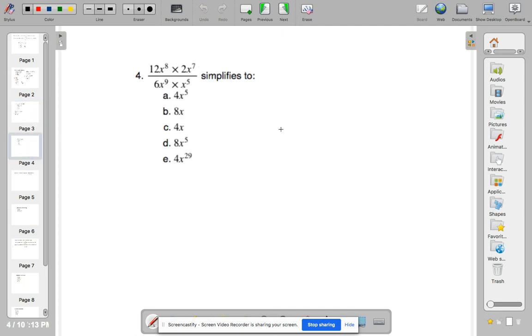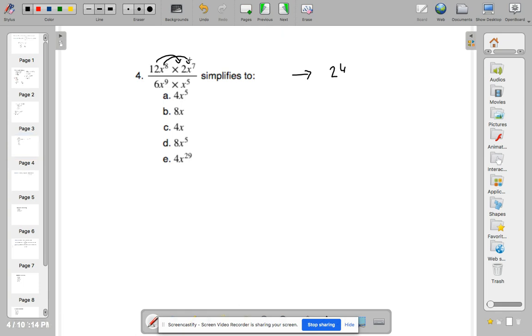More difficult question now. There's a few ways of doing this, but what I'm going to do here is simplify the top line and the bottom line, and then I'm going to divide. So I'm going to multiply first, and then divide at the end. So if you look at the top here, I've got 12 times 2, so that gives me 24. I've got x to the power of 8 times x to the power of 7.